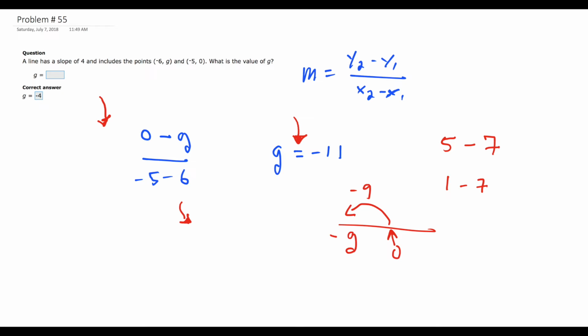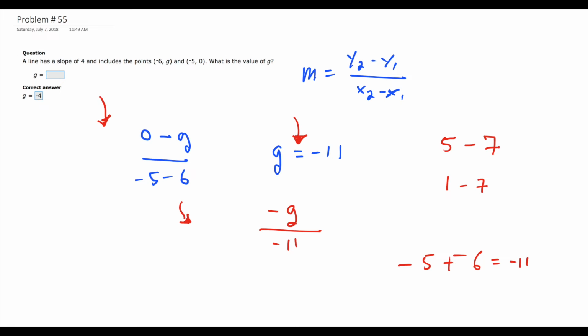Now you're at negative g. So we have negative g over, what's negative 5 minus 6? If we have a minus, you just go plus minus, minus 11. What is negative g over negative 11? You have to have an equal sign in order to get a g equals or an x equals or something like that.